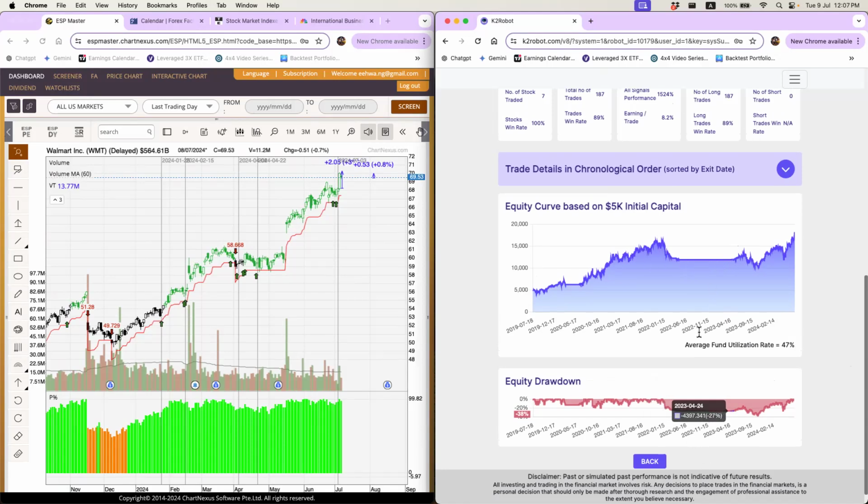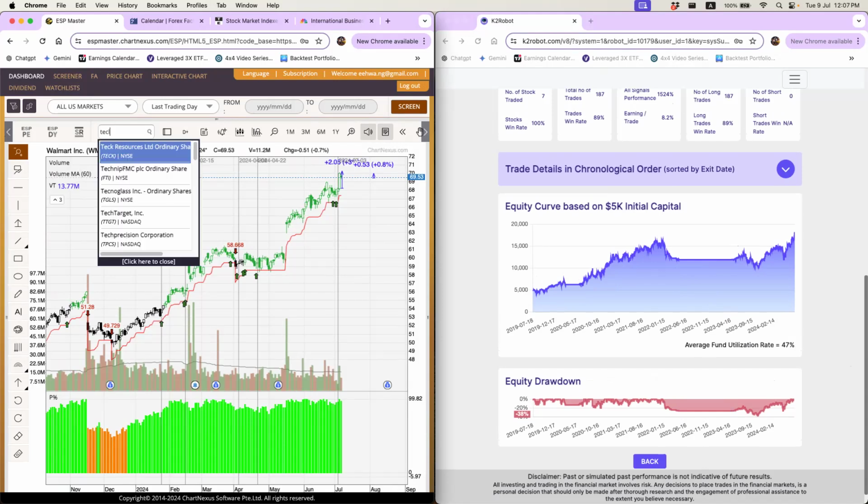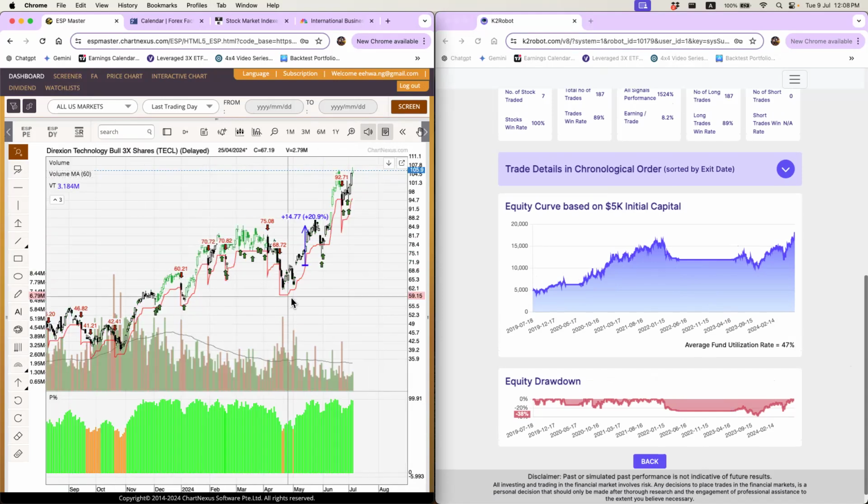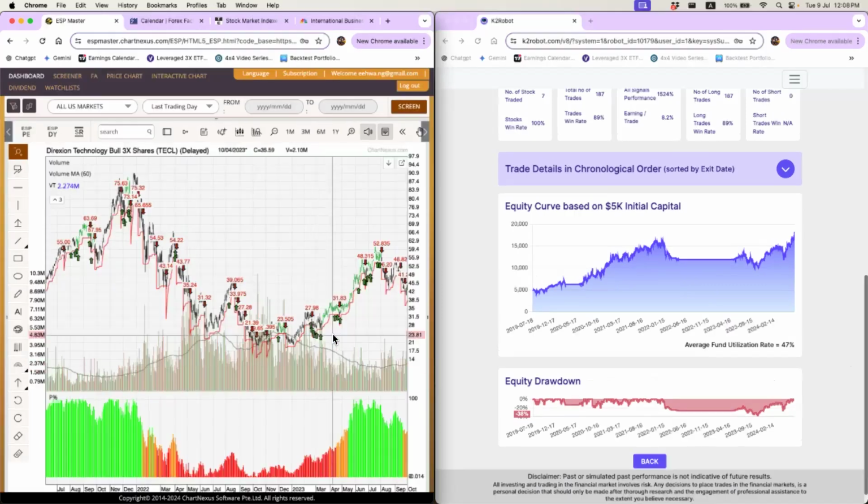Well, you can see it's a flat line. Now, very good question. Let me just go to one of the indexes to show you. That is because 2022 was the bear market. So the P percentage wasn't in the green zone, it's in the red and orange zone. That is why no trade was taken.